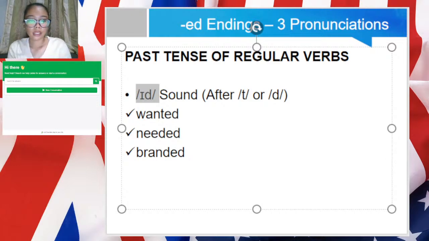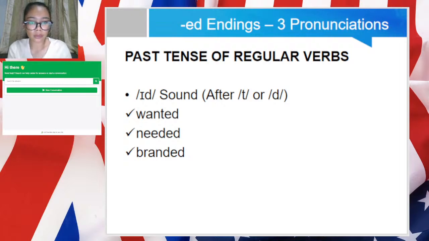All right. So here we have three examples. I've provided three examples, but there are many of them. Think about want. It becomes wanted. Need, it becomes needed. And then brand, it becomes branded. So that is how you pronounce the past forms of those words that already have a t or d sound in them.